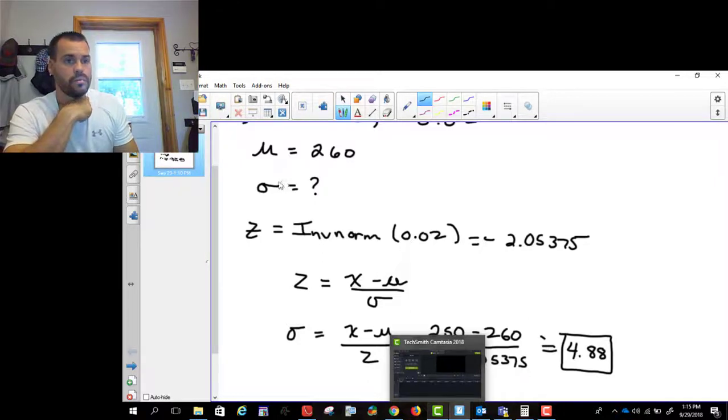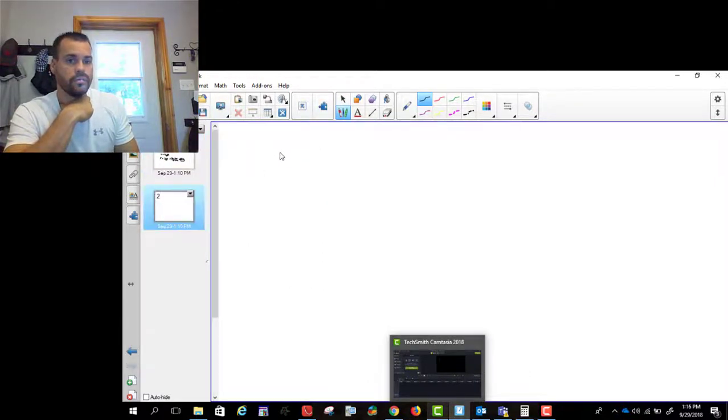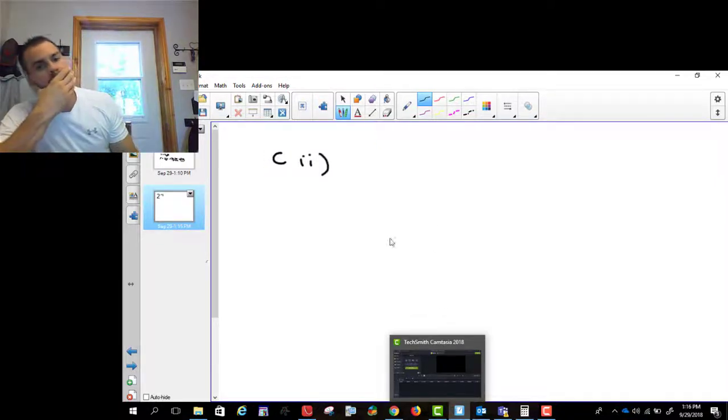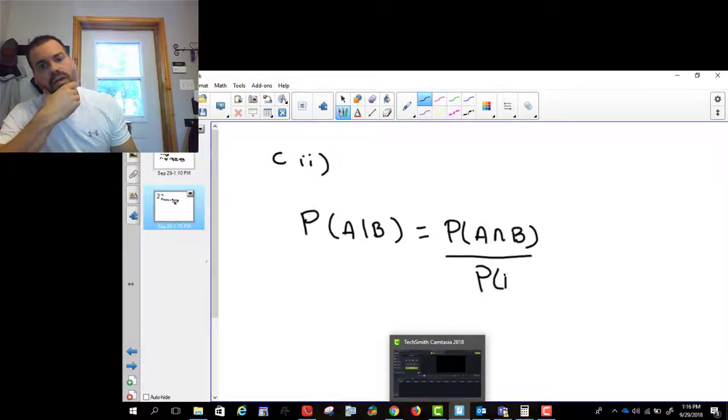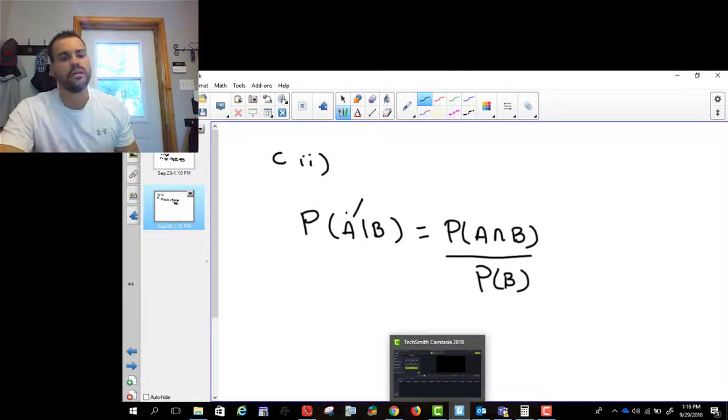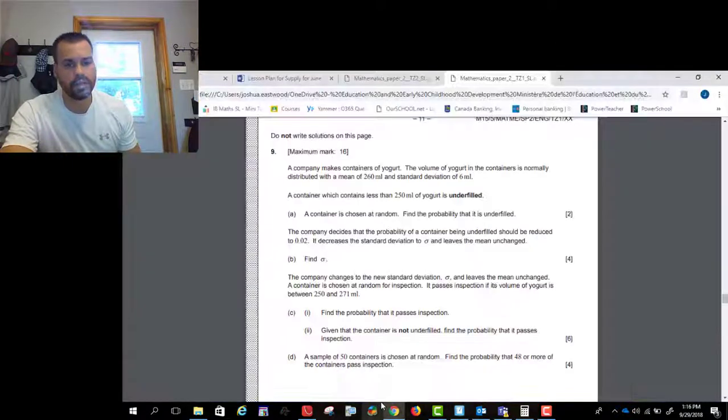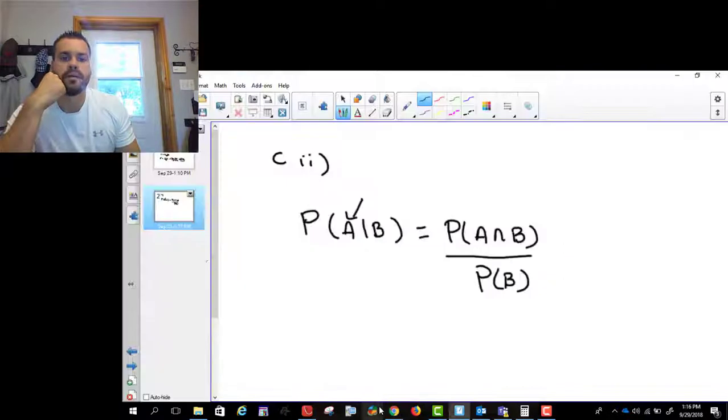So what we're going to do is, this is C part 2. We're going to say, okay, we want the probability of A given B. So that is the probability of A and B divided by the probability of B. So then we just have to figure out, what's A and B? A is, you look at the question, what's the probability that the container passes inspection? So A is passes, and B is not underfilled.